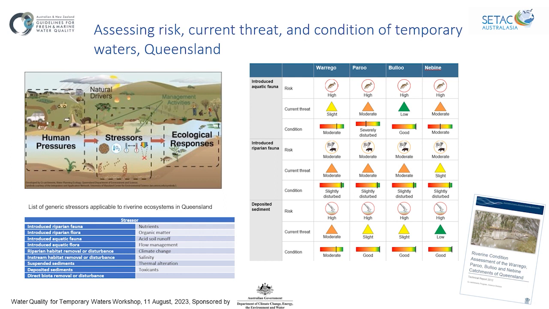So for each of those, like I said, we looked at the risk, we identified whether it's high, medium or low, what the current threat is, and the condition. For my interest, introduced riparian fauna was what I was interested in, and the condition was assessed by using those terrestrial invertebrates. So we could determine whether it's slightly disturbed or moderately disturbed based on the number of terrestrial invertebrate taxa. For deposited sediment and fauna, we use different indicators, things like percent exotic fish species, but my bag's the terrestrial invertebrates. I think that might be all.